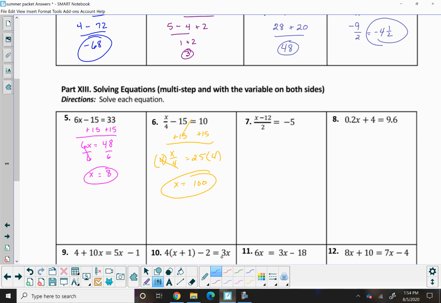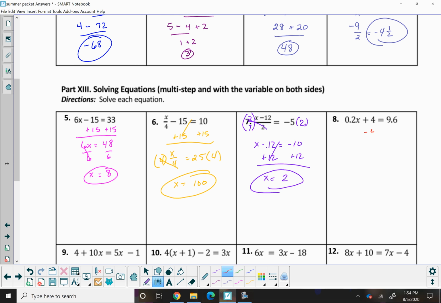Okay, next one. This one, I'm going to multiply both sides by 2 over 1, or by just 2. That will cancel this out to release the top. So I have x minus 12 equals negative 10. Add 12 to both sides. X is equal to 2. Next one.